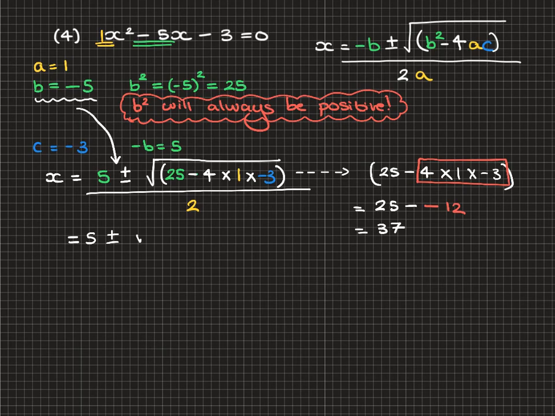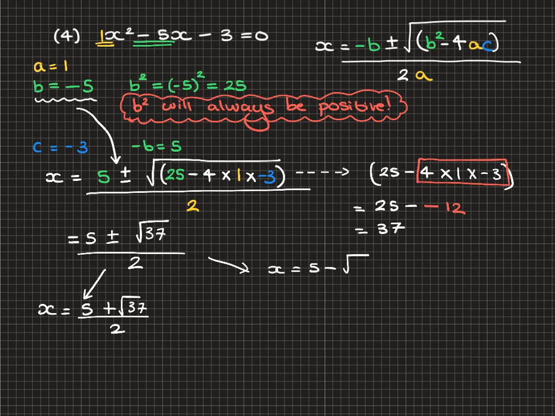So we have 5 plus or minus root 37 all over 2. Now, because root 37 doesn't break down into a simpler surd, we're simply going to evaluate this using the calculator. So x equals 5 plus root 37 over 2 as one answer, and then as our other answer, x equals 5 minus root 37 all over 2. Could you please make sure you input these into your calculator separately and check you get the correct answers and then round them to 3 significant figures.